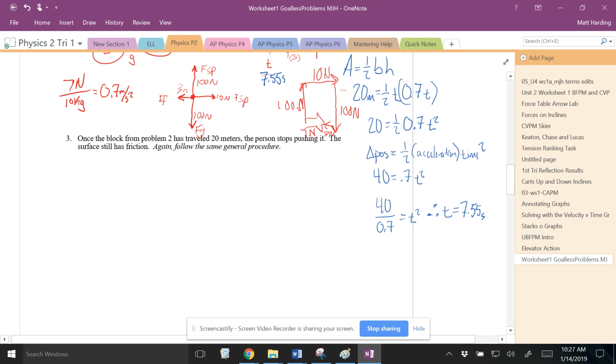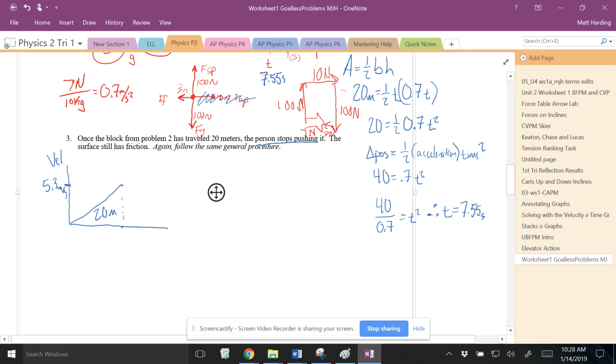Now, problem 3. Once this block has traveled 20 meters, we have our velocity versus time graph. This thing has traveled the 20 meters and it's going to have that velocity of 5.3 meters per second. The person stops pushing it. So if you look at the free body diagram, this force is going to go away. Now the free body diagram is just going to have the smoosh push up, the gravity down, and the friction. And think about what that does to your force addition diagram.